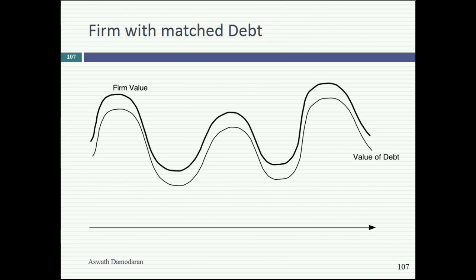When firm value goes up, it goes up; when firm value goes down, it goes down. This firm has 50% more debt than the previous firm, but it never goes bankrupt. That's why you want to match debt up to the assets. By matching debt up to the assets, you reduce default risk and you increase your capacity to borrow money.